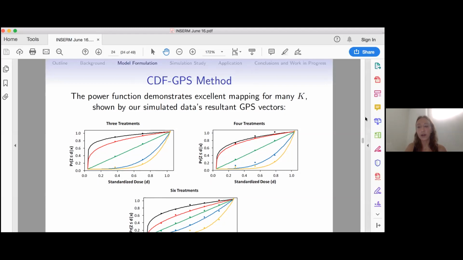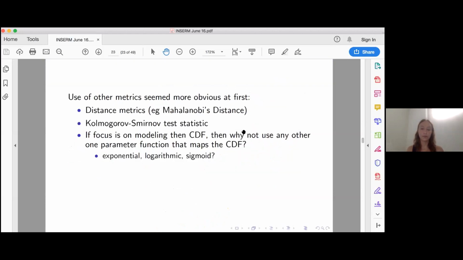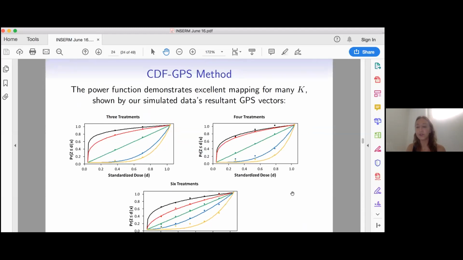Okay, so just to go back on this slide, before we did that, we tried stuff for an entire year because other metrics seemed more obvious. So why not use Mahalanobis distance, KS test statistic? If we want to model the CDF, what about any other one parameter function? Well, none of those did well. Any other one parameter function that we found doesn't accurately model the patient's CDF. So that's why we relied on the older literature for the dose toxicity studies.